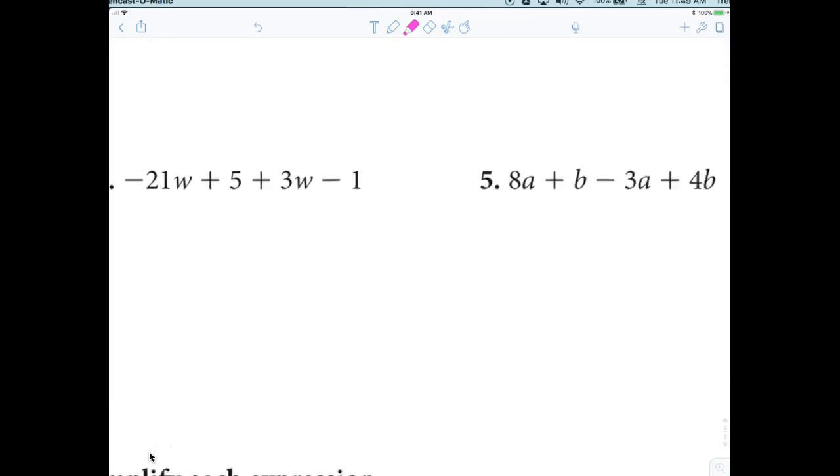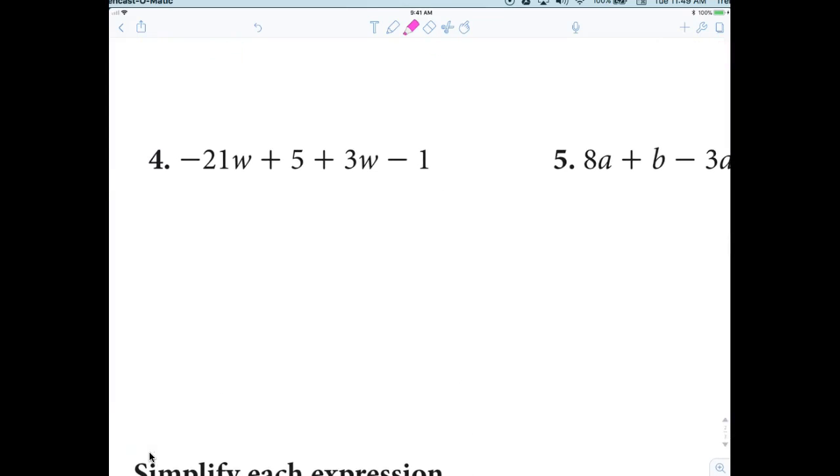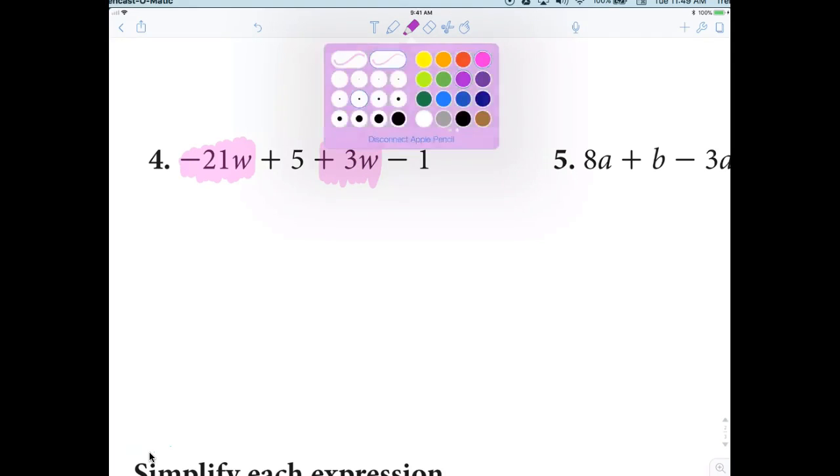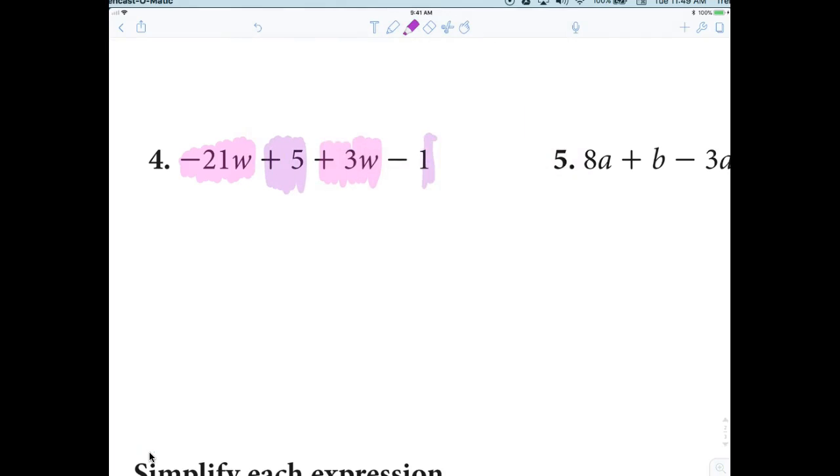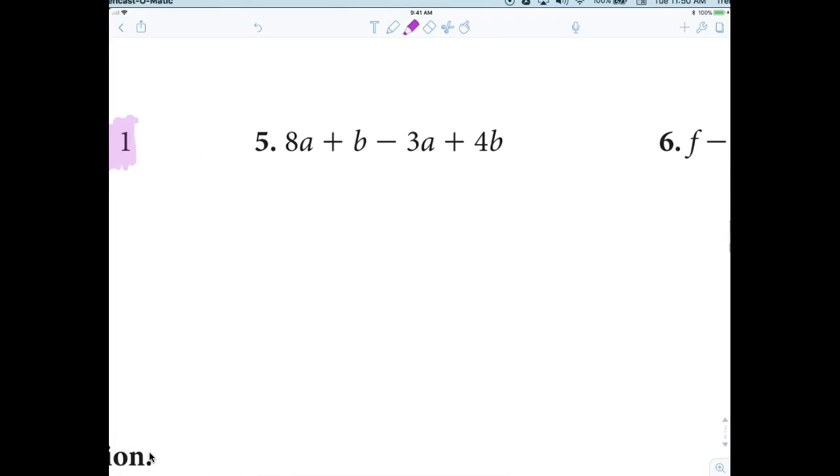All right, so let's go ahead and finish this out. What can I combine? The -21w and the 3w, and I can also combine the 1 and the 5. Yes, ma'am. Yep, exactly correct. That's a very good question. The number in front is not what's important. What's important is the letter itself. Very good question.